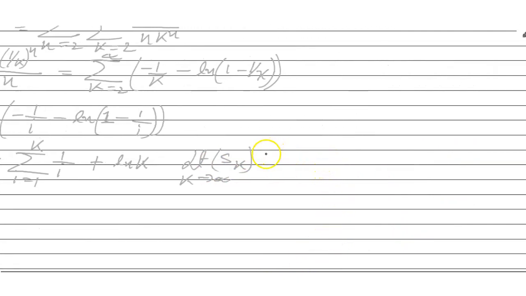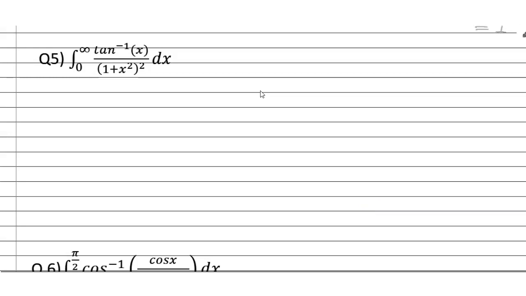Equals 1 minus limit k tends to infinity summation i equals 1 to k 1 by i minus ln k, equals 1 minus gamma. So this is proved. So friends, let's start to solve the next problem.